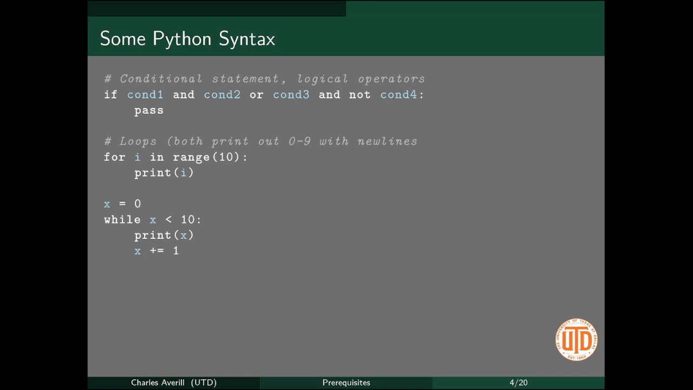And so the range object is going to basically give you the numbers 0 through 9 one at a time, and so it's going to print out i at each step. And then we've got our while loop, which again does the exact same thing, where we set a counter x to 0, and then as long as x is less than 10, we're going to print it out, and then we're going to increment it.